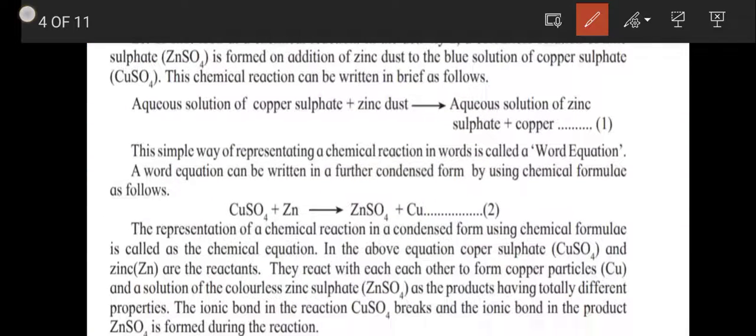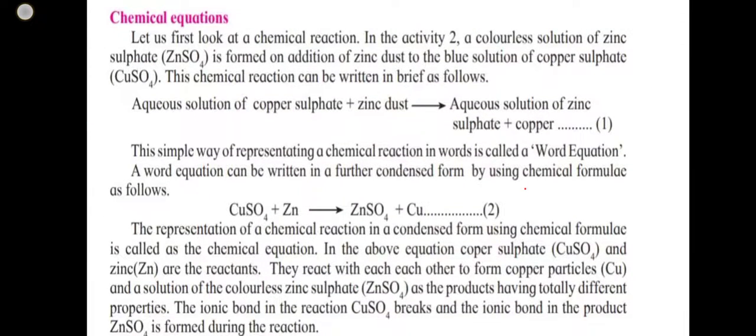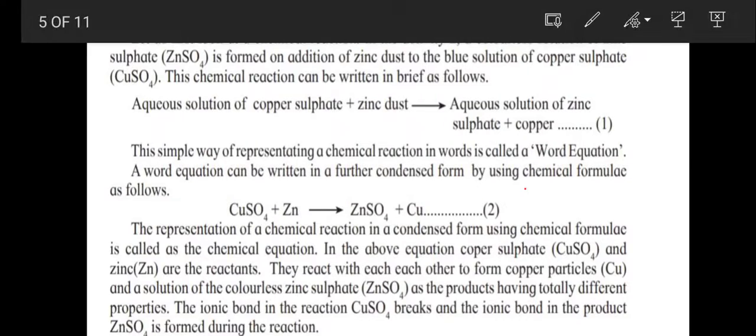Now next one, that is the chemical equation. Simply, a chemical equation is the equation which contains an arrow. At left hand side there are the reactants and at right hand side there are the products. Now here you can write this in word format. For example, aqueous solution of copper sulfate and zinc dust, whenever they react there is the formation of aqueous solution of zinc sulfate and copper.